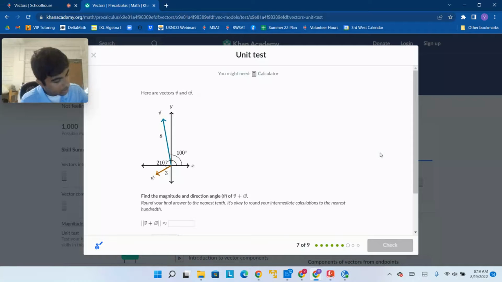Alright, so we can sketch out this vector. It's going to look something like this.